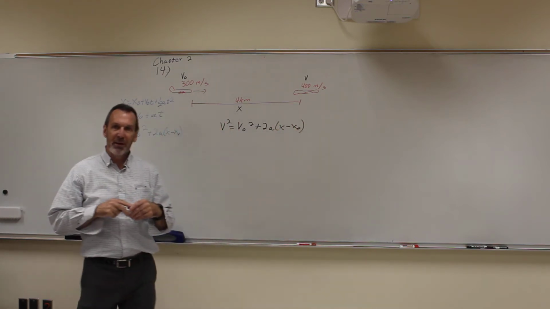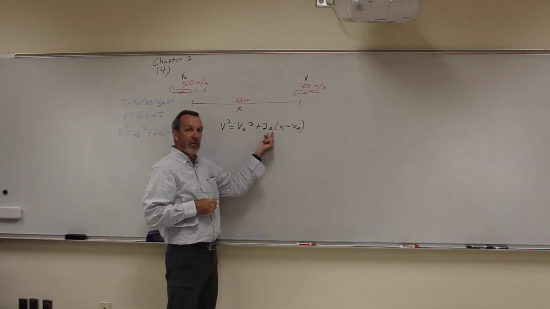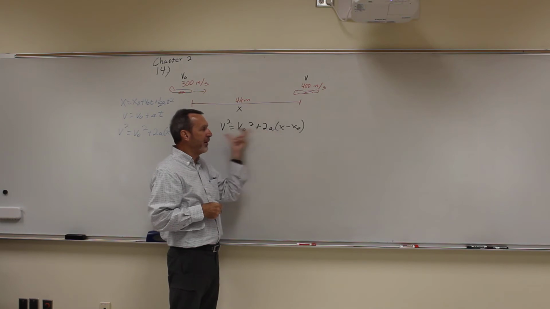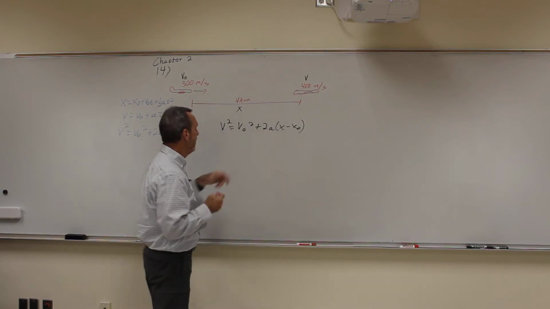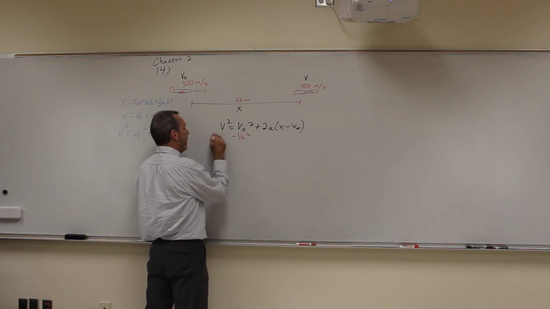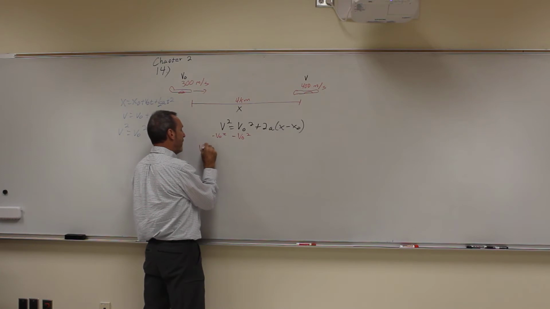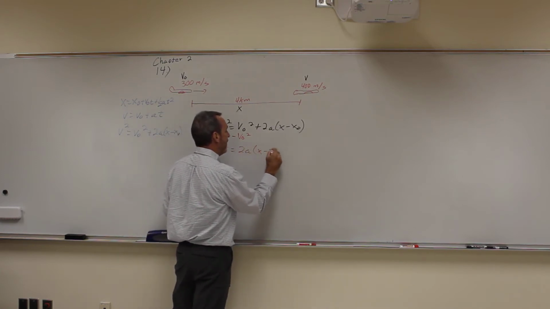I always write down the equation you're going to use first before you start to solve it. And don't put in numbers right away. Figure out what you're going to solve for. I want to solve this for a, so I'm going to do my algebra first without putting any numbers and get an a equals something before I start putting the numbers in. So first I'm just going to subtract v naught squared from both sides. So I'm going to get v squared minus v naught squared is equal to 2a times (x minus x naught).